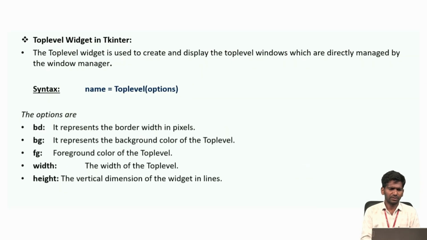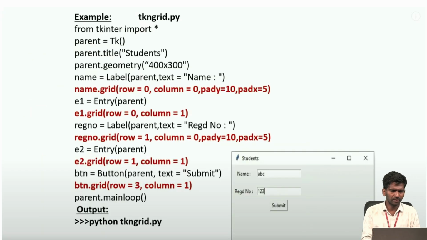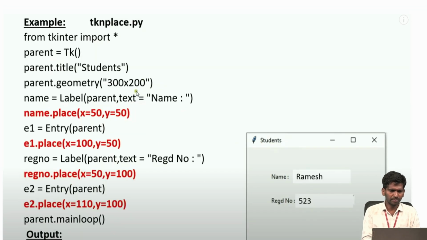Next, top level. Top level widget is used to create and display the top level window. So it is used to create another top level window. You can see one of the examples. How do we create a button? This is an example of how we create, with the help of grid, rows and columns, and how we are adding our widgets. All those things can be seen here.